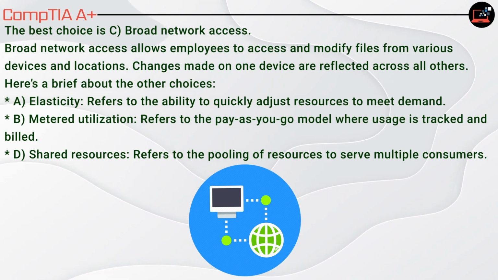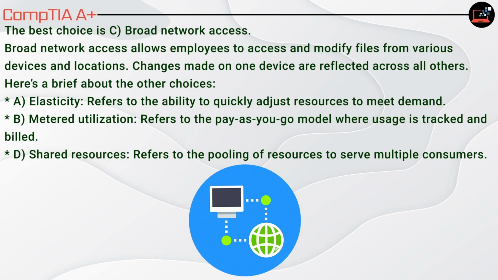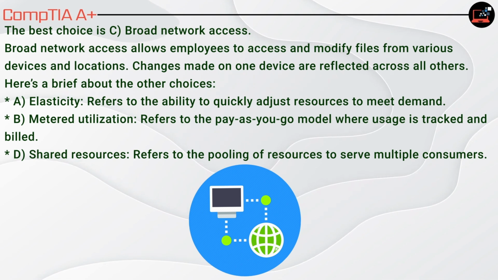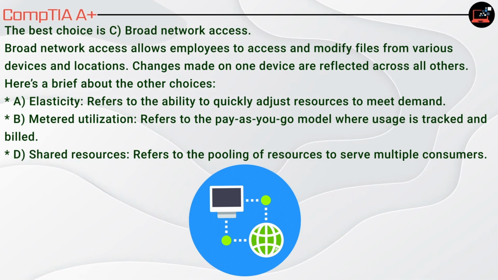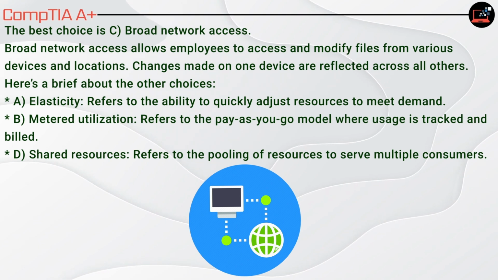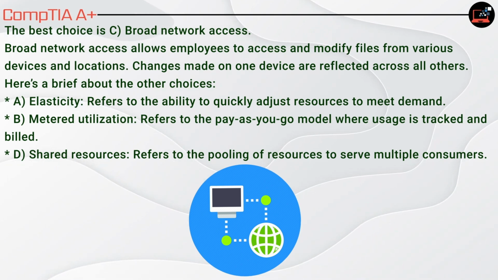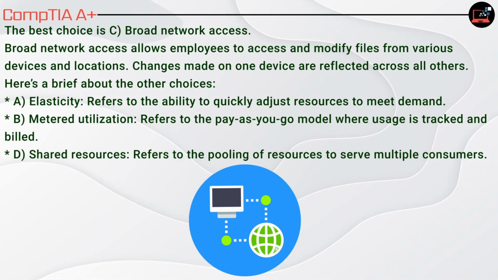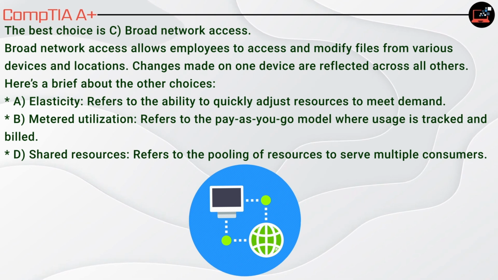Here's a brief about the other choices. A. Elasticity refers to the ability to quickly adjust resources to meet demand. B. Metered utilization refers to the pay-as-you-go model where usage is tracked and billed. D. Shared resources refers to the pooling of resources to serve multiple consumers.